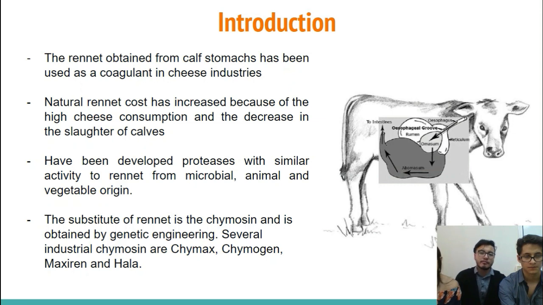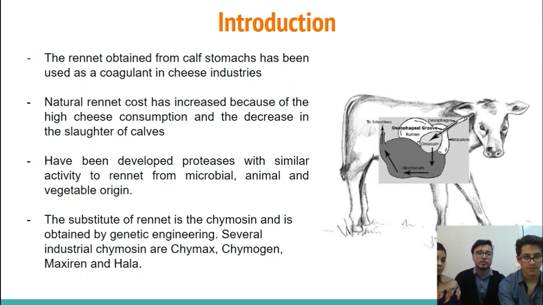So there are many ways to make chymosin depending on the origin of the biological material. It could be from microbial origin, from animal origin, or from vegetable origin. In this case, we're going to talk about a microbial origin, specifically E. coli bacteria.